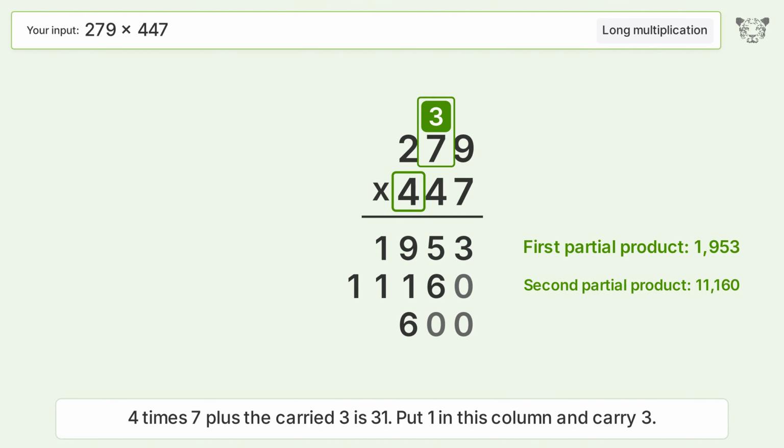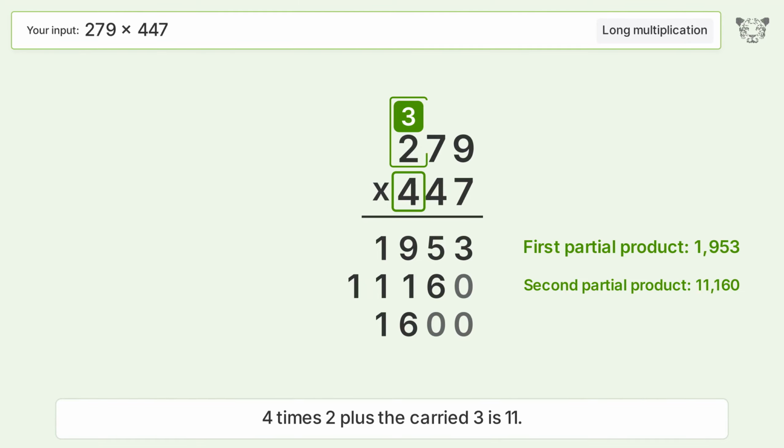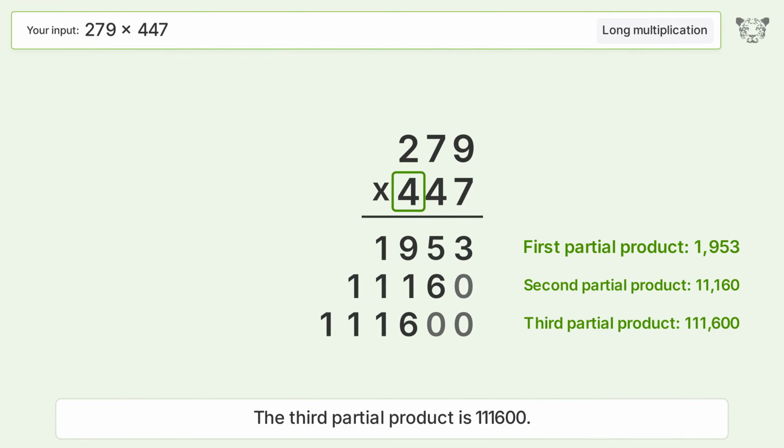4 times 7 plus the carried 3 is 31. Put 1 in this column and carry 3. 4 times 2 plus the carried 3 is 11. The third partial product is 111,600.